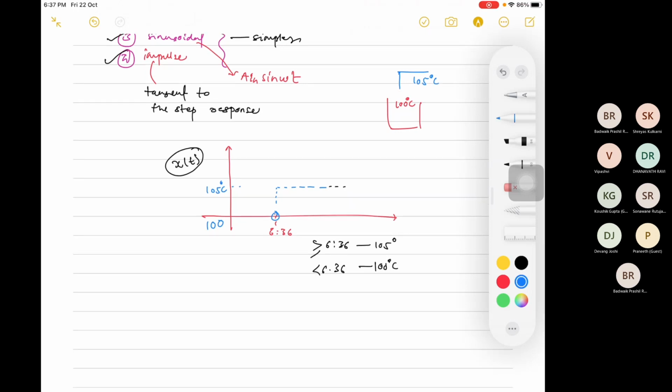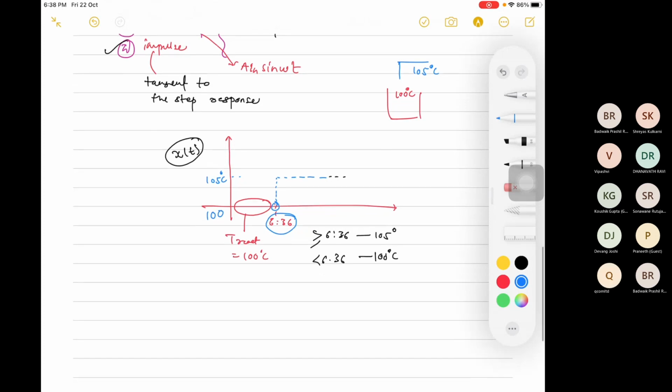But what did I say, until and unless you are disturbing the system, you are not going to see dynamics. So from where are you going to see the dynamics? Is it before 6:36 or after 6:36? Dynamics will be observed in the output after 6:36. So this part is of no use because here everything is constant. Your temperature of the reactor is constant at 100 degrees Celsius. So we are observing the dynamics after 6:36, and that's why we are neglecting everything before 6:36.